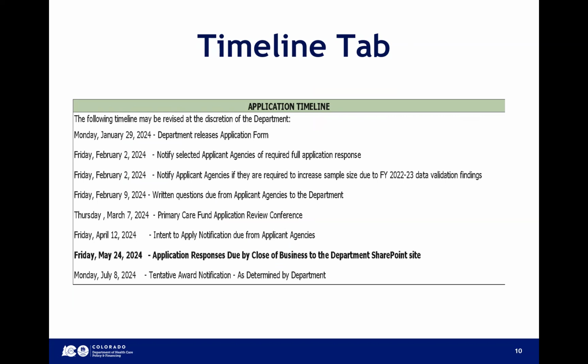Please submit your intent to apply via the Primary Care Fund email address. Include your organization's name as well as the primary and secondary contact for your organization and their email address. And then the application responses are due by close of business on Friday, May 24th. And tentative award notifications will go out Monday, July 8th.